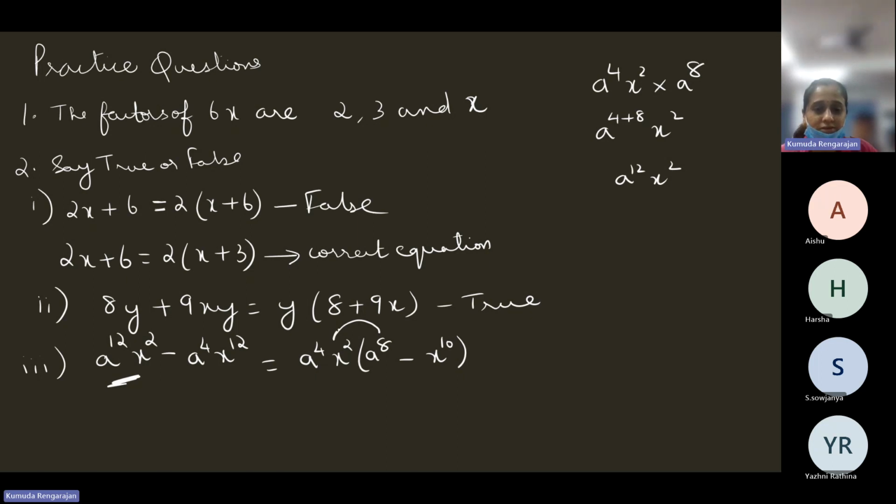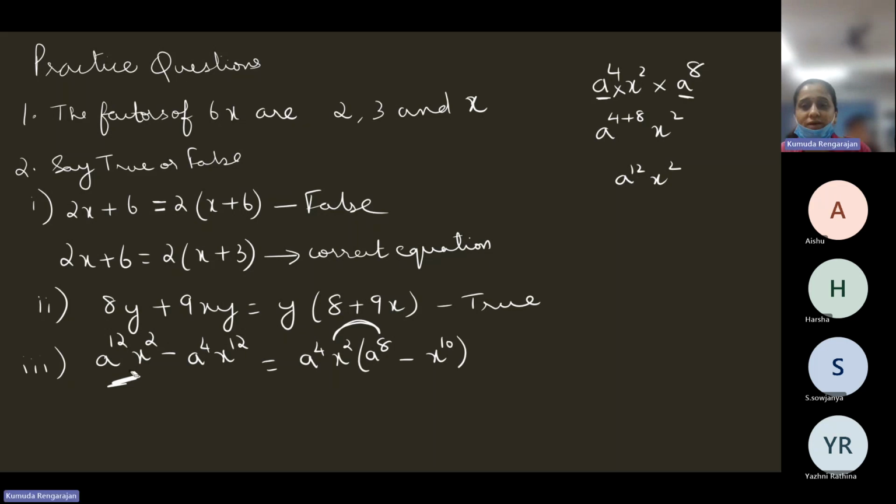When you multiply this term and this term, we use the law of exponents. When bases are the same and it's multiplication, we add the powers. So here we have a, and it's multiplication. Here also it's into. There's no sign, but when we write AB, it's A into B. So bases are the same, and it's multiplication, so we need to add the powers. 4 plus 8 is 12. A to the power 12 x squared.